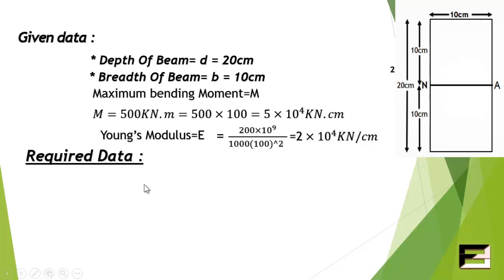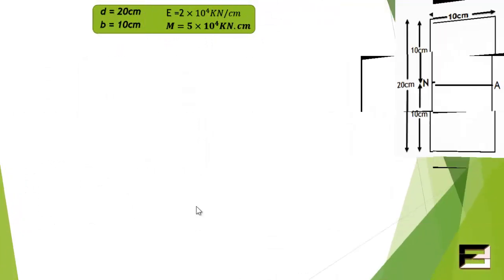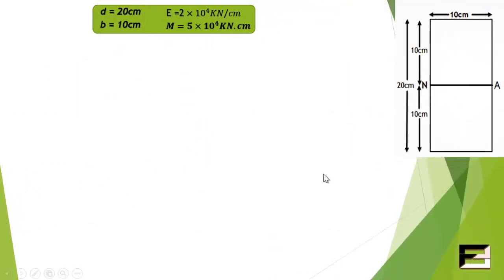Required data. We have to record some items, which is the maximum bending stress. We represent the maximum bending stress as F, and we will determine it now. Radius of curvature is represented by R, and we also determine it now. This is a figure. Solution.